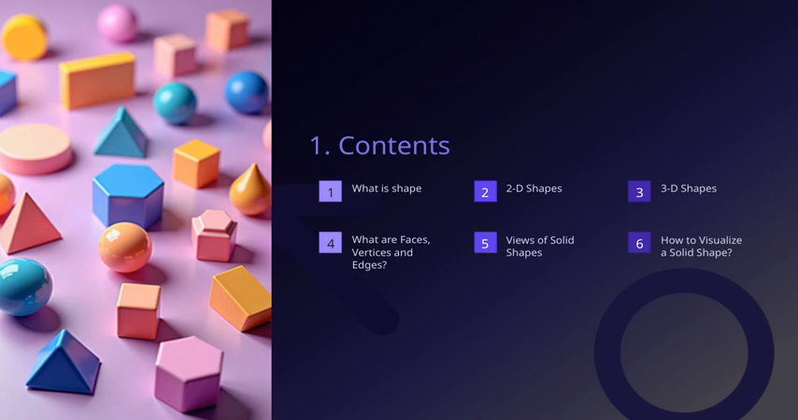This leads us to the idea of views of solid shapes. When we look at a solid object from different angles, it might appear different depending on our viewpoint. Learning how to visualize these views helps us understand the shape's structure better. Finally, we'll discuss how to visualize a solid shape. It's about imagining the shape in 3 dimensions, rotating it in your mind, or even sketching different perspectives. This skill is key to understanding and working with complex shapes in both everyday life and in technical fields.